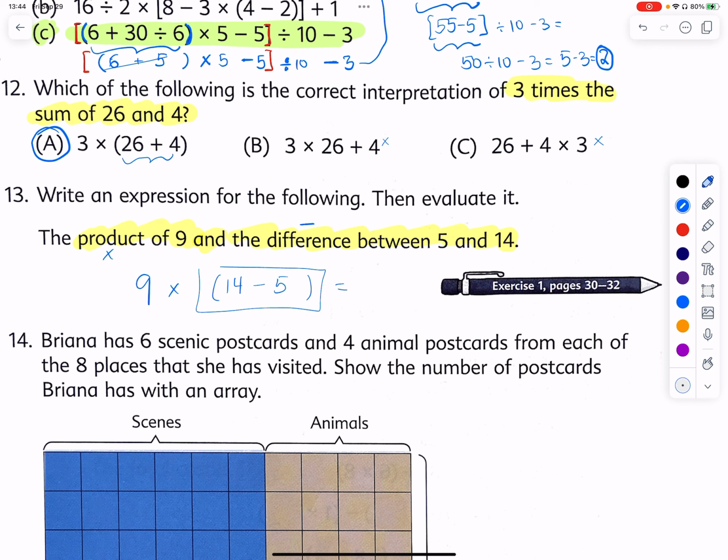And of course, I hope you evaluated correctly. 14 minus 5 happens first, so it's 9 times 9 equals 81. And this concludes our mini lesson.